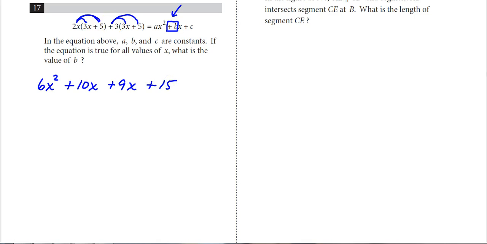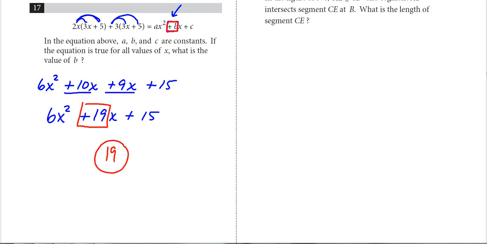Now we can clean this up a little bit. We have 6x squared. We can combine these two like terms to make 19x plus 15. And now it becomes clear who the b is. The number in front of x is positive 19. So that would be your answer for number 17.